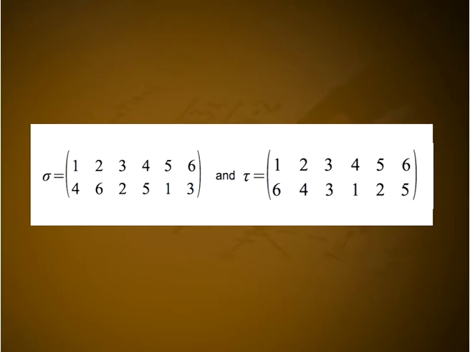For example, let sigma be 1, 2, 3, 4, 5, 6 going to 4, 6, 2, 5, 1, 3, and tau be 1, 2, 3, 4, 5, 6 going to 6, 4, 3, 1, 2, 5.